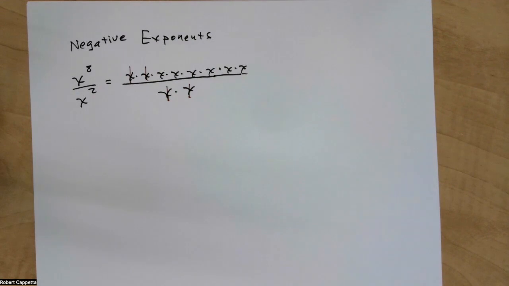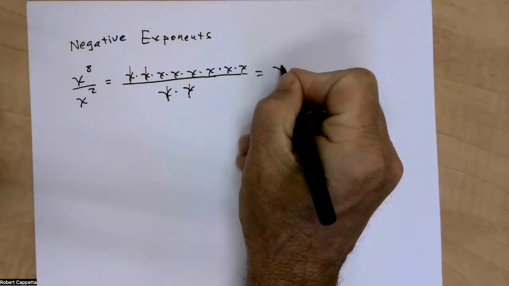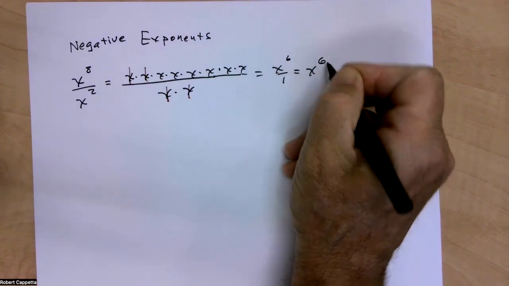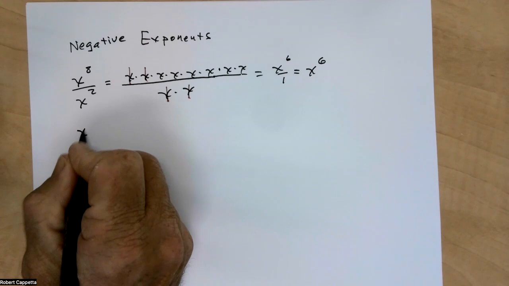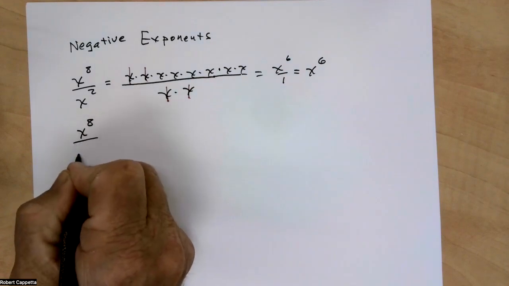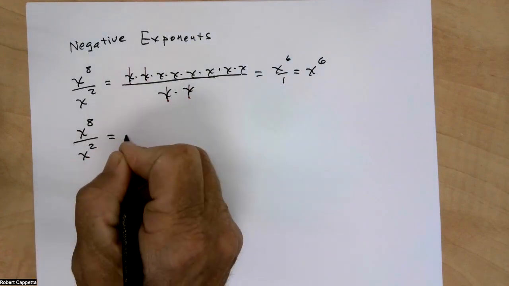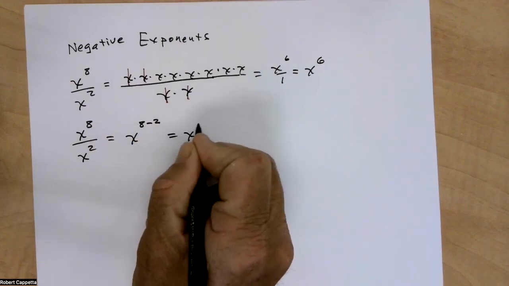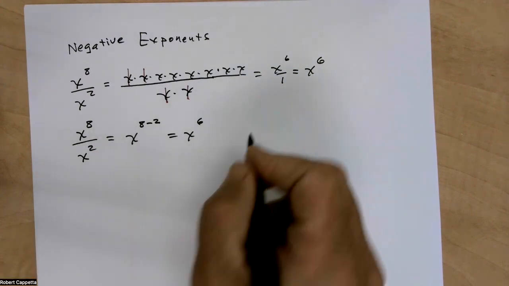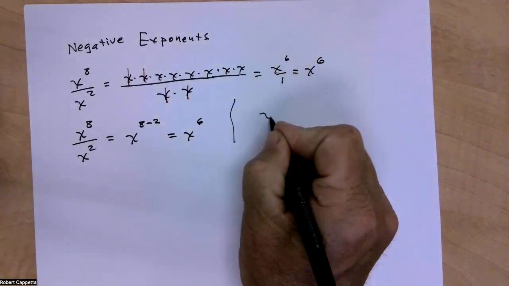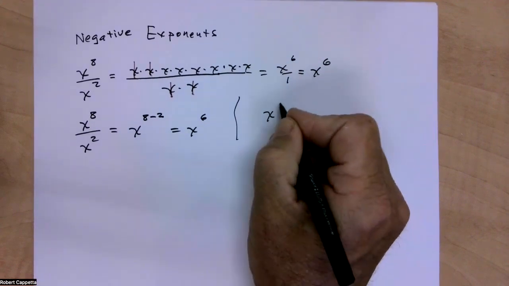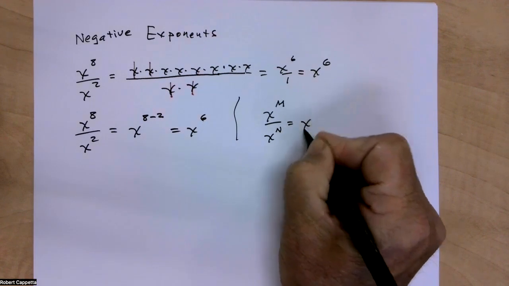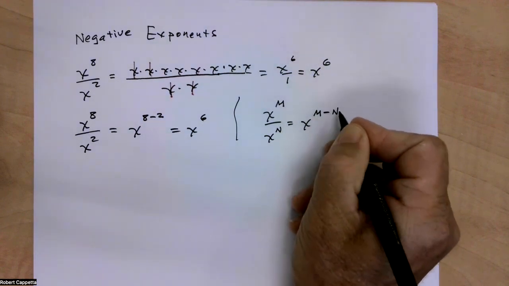I'm left with 1 times 1, and the 6 x's are upstairs. That is x to the 6th over 1, which is, of course, x to the 6th, which then reminds us of our rule. X to the 8th over x to the 2nd is in essence x to the 8th minus 2, which is x to the 6th. In general, what do we know? We know x to the m over x to the n equals x to the m minus n.